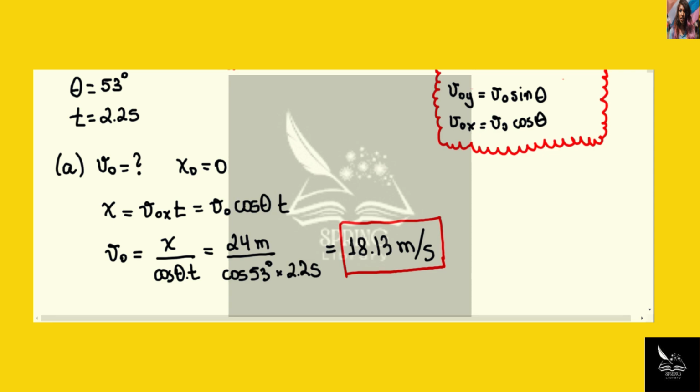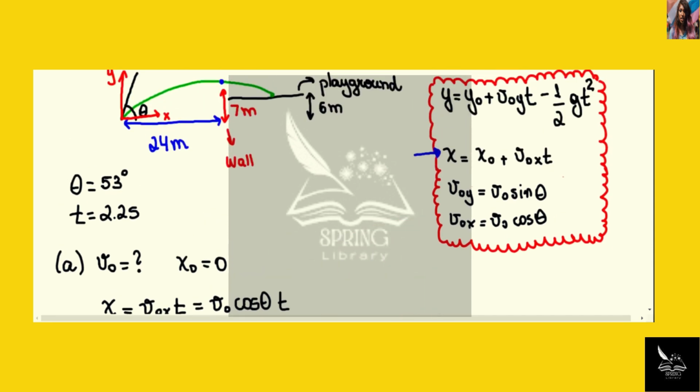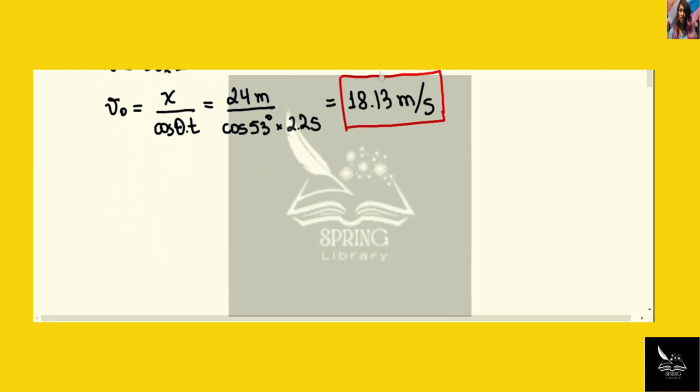In question B, we have to calculate the vertical distance from the wall, the vertical distance by which the ball clears the wall when it's passing right above it. So we have to calculate the y-coordinate when x is 24 meters. So let's do it in question B.